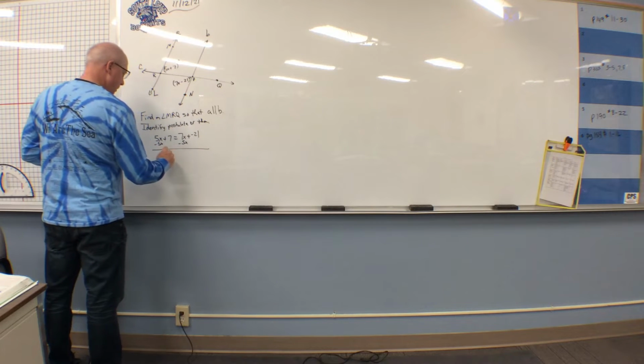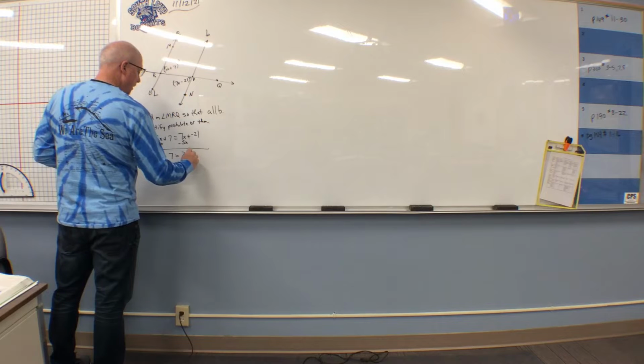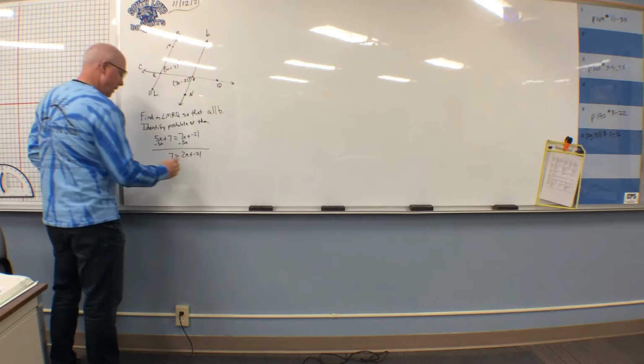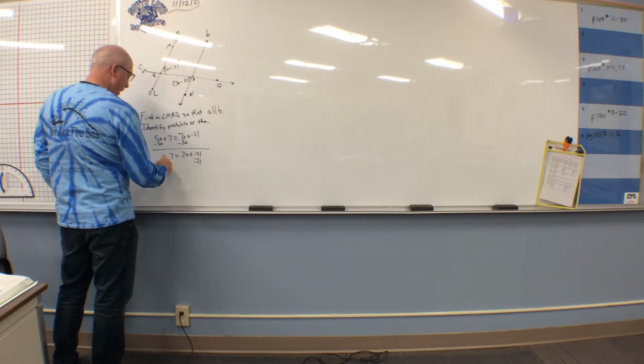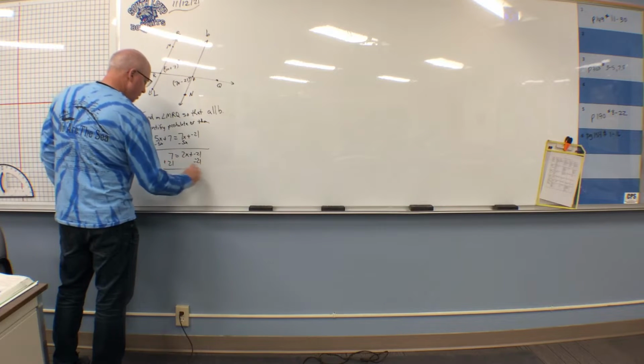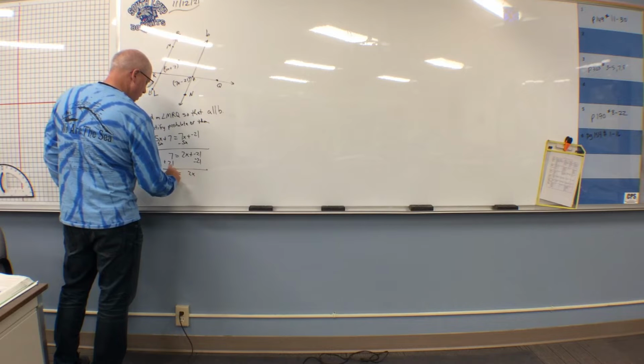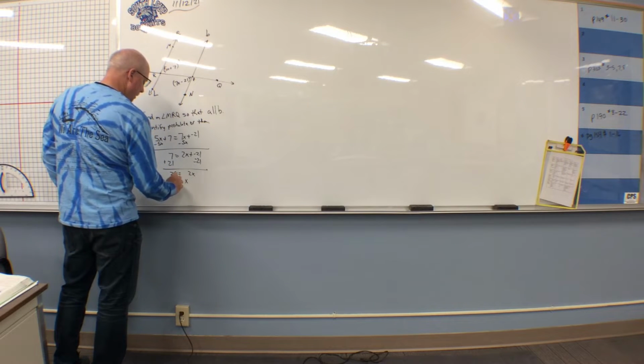Okay. So now we're going to subtract 5x from both sides. And we get 7 equals 2x plus a negative 21. And I'm going to subtract a negative 21 from both sides. And that means we're going to add it, right? Mm-hmm. And so I would get 2x equals 28. X equals 14, so x divided by 2 equals 14.